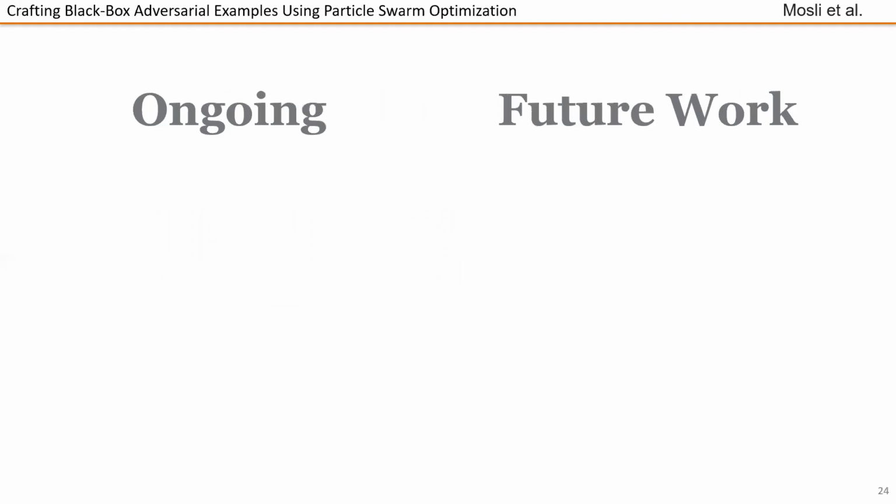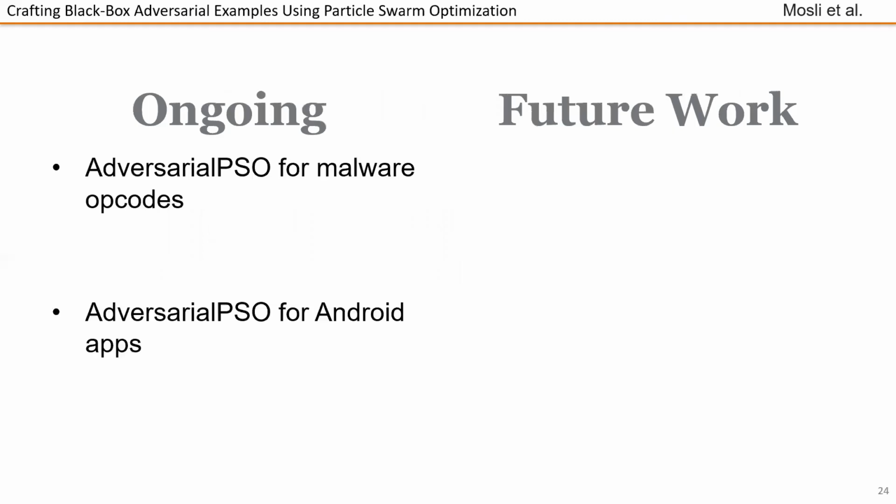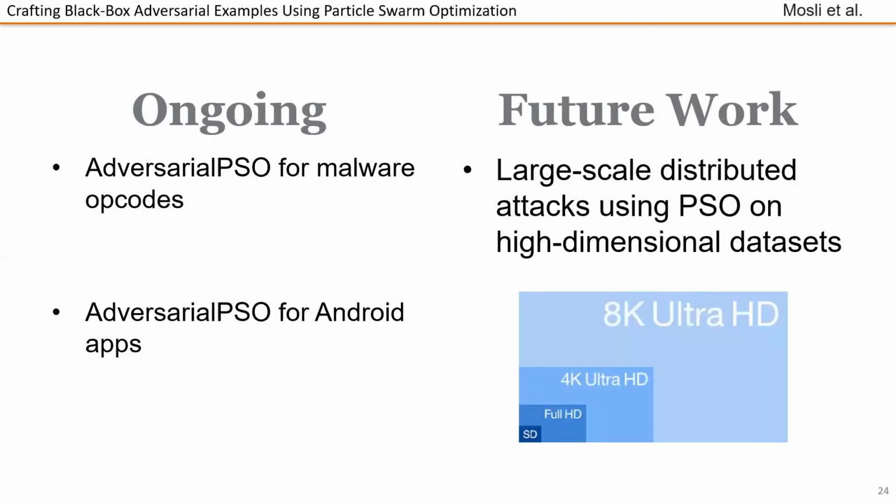We're currently in the process of applying AdversarialPSO to static malware features and to Android apps. Hopefully, we'll have some results to report soon. Also, for future work, we think PSO can be used to launch a large-scale distributed attack similar to a botnet. Remote actors can work together to attack high-dimensional data, which would not be possible for any single attacker.